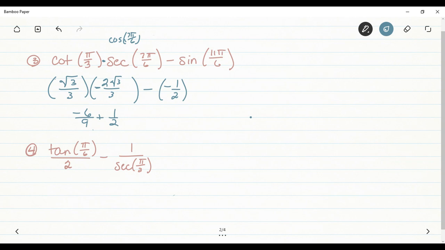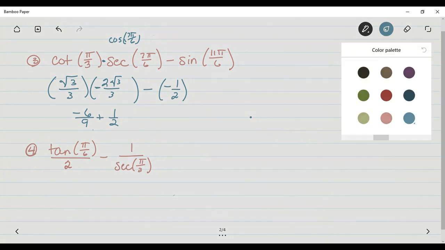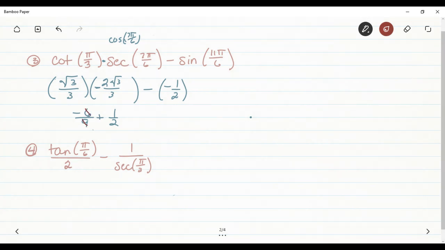Get a common denominator. We can change this to 18ths. I'm actually going to reduce this one. Reduce this to be 2 over 3. So we can have terms of sixths. And this whole answer comes out to be -1/6. This is 3/6, and this is 4/6. So -4 minus 3 is -1/6.